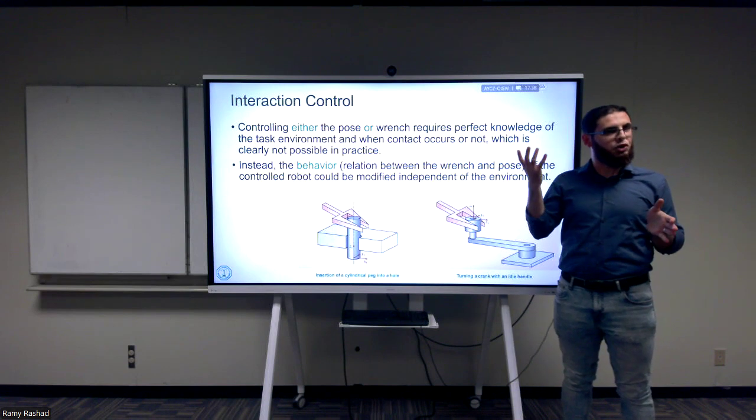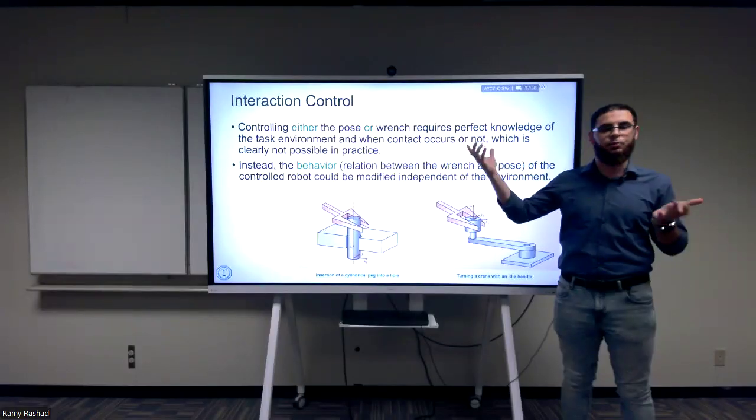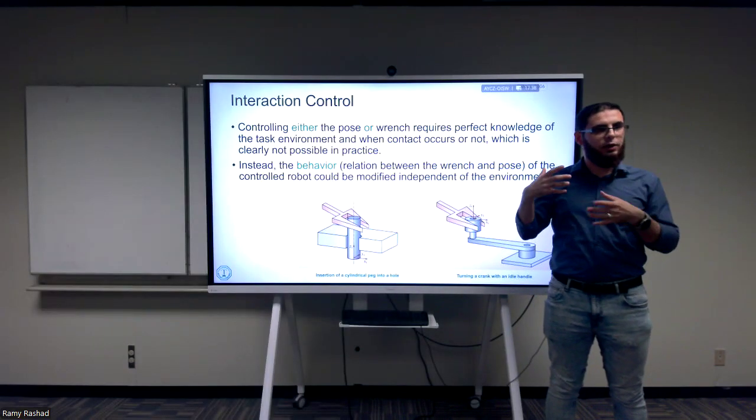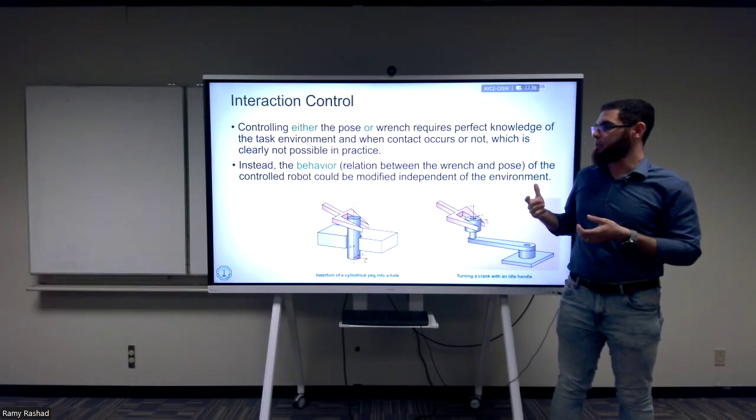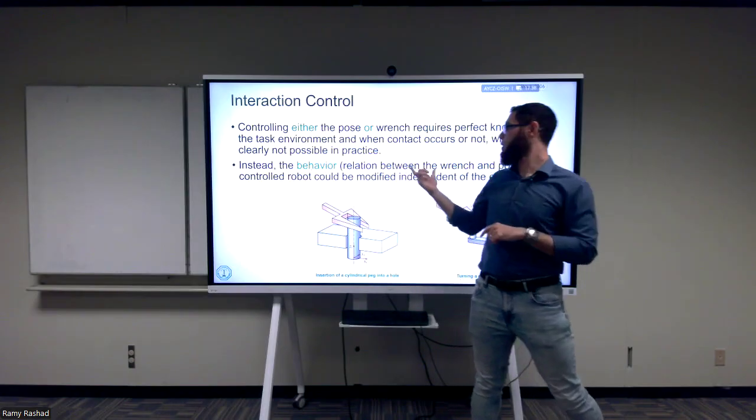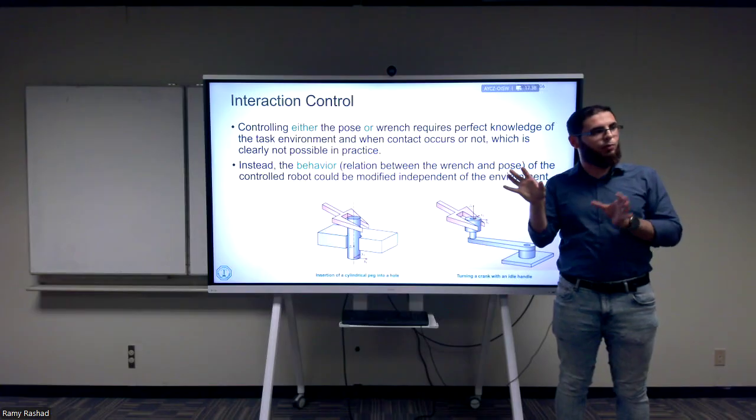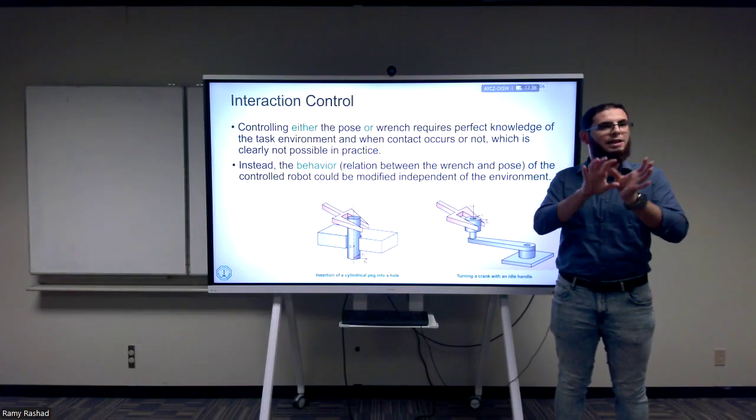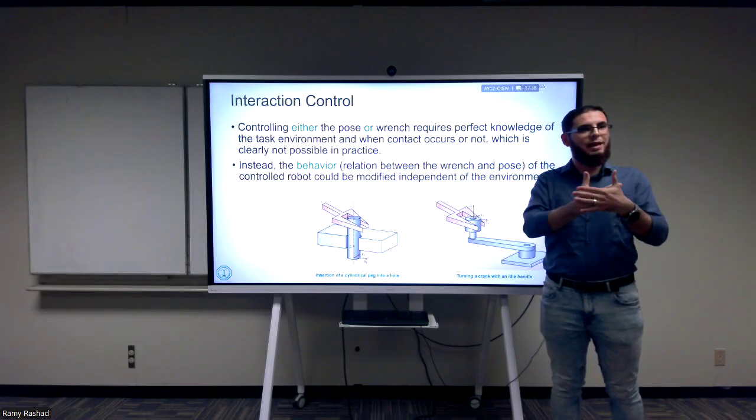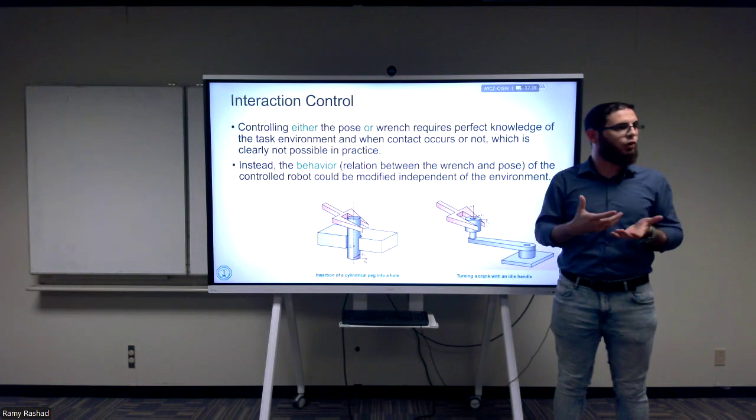So going with a motion control mindset means you need to have a perfect model of the environment, and this is not practical. What we do in interaction control, or in impedance control, as we're going to be discussing, is that we control the behavior which is between the wrench and the pose. So we don't control either the pose nor the wrench together or separately. We control the behavior between them. We're thinking in terms of what is the map or what is the behavior that relates the wrench and the pose together, and we try to control this behavior.